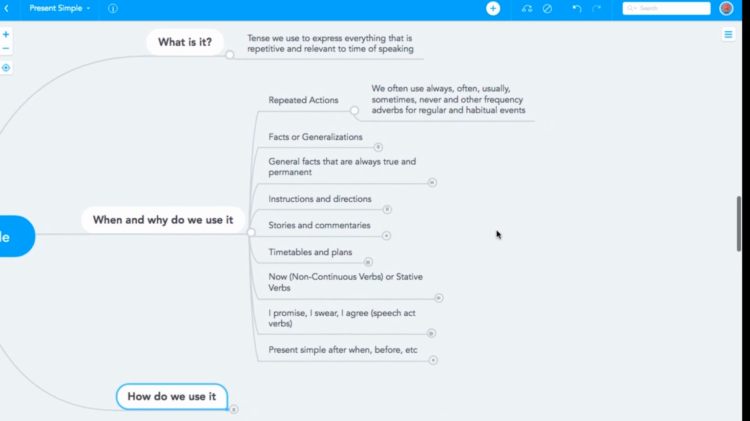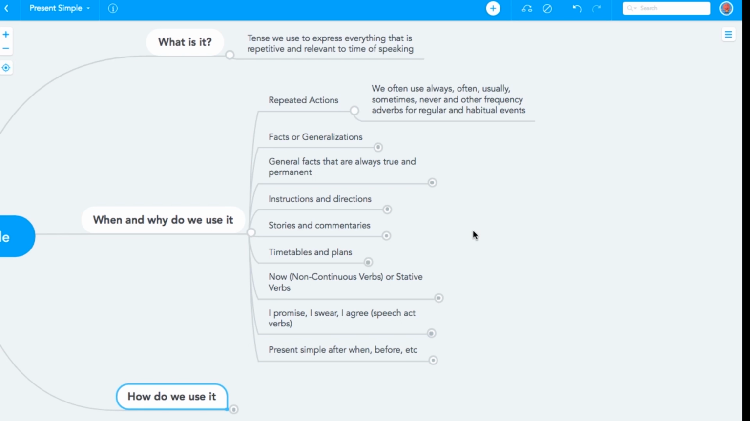The next one, guys, is when you are giving instructions or directions. If you are in charge of training the new hires in your company or at the hospital, well, all the instructions that you would give are in simple present. When you're telling someone how to get from point A to point B, you use simple present.